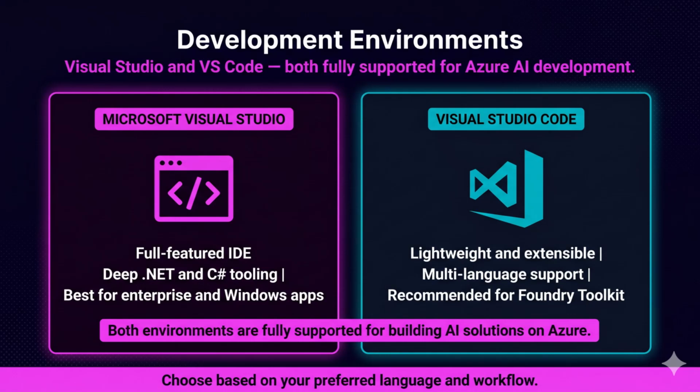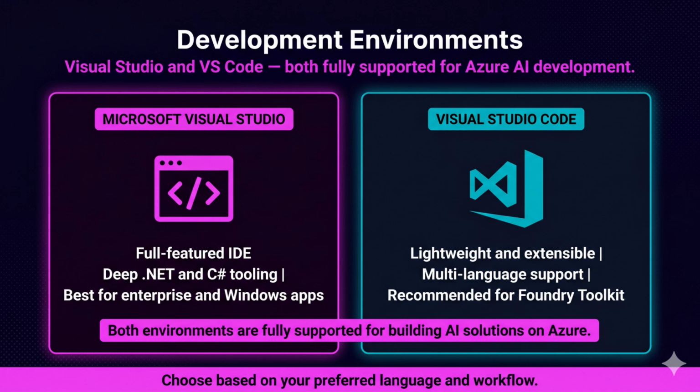So let us start with development environments. When building Azure AI applications, developers have a choice of tooling, and the right choice depends on the languages and frameworks they work with. The first option is Microsoft Visual Studio. This is a full-featured integrated development environment, and it is particularly well suited to developers who build applications on the .NET framework using languages like C#. If you're working in an enterprise context, building Windows-based or managed applications, Visual Studio is a natural fit.